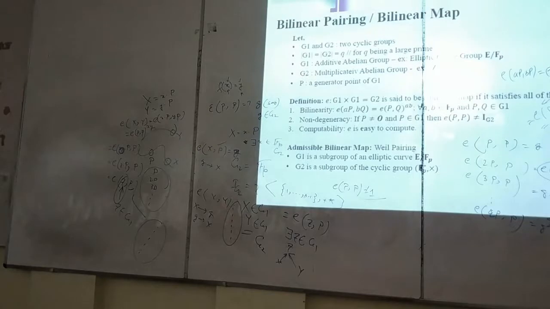Why? Because this is only one way of solving the problem. What is the problem? That given small h, you have to find capital X. Now, one way we have solved this: if discrete log is easy, then find small x first, then do this multiplication, and then you get capital X.